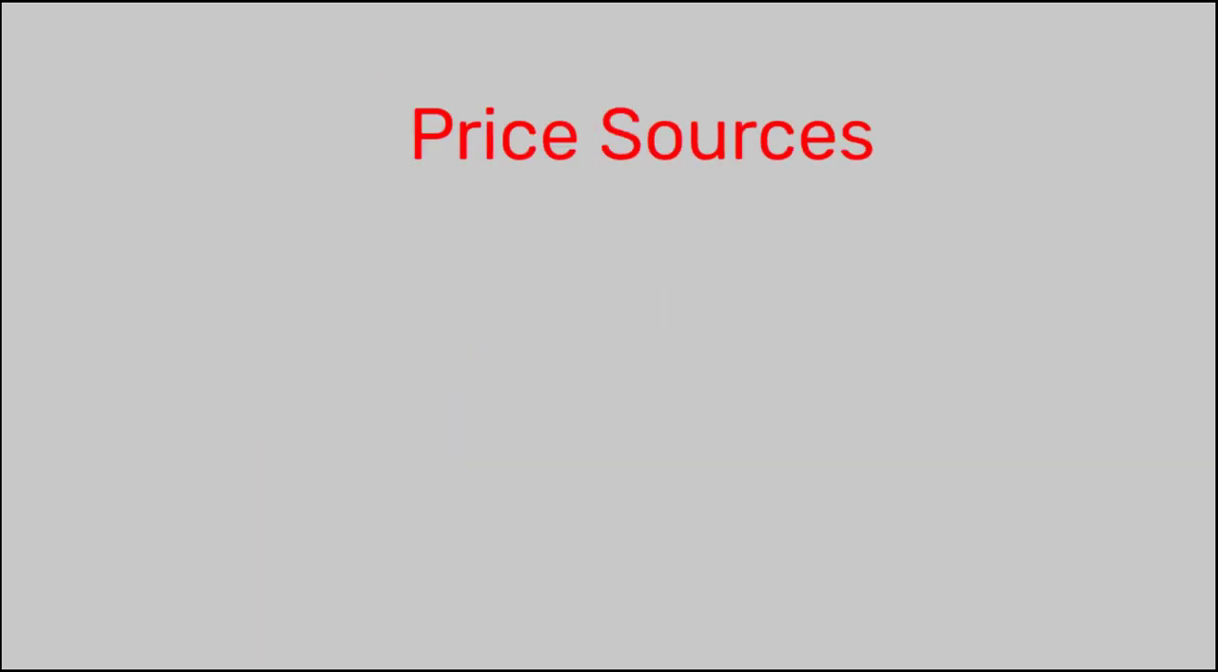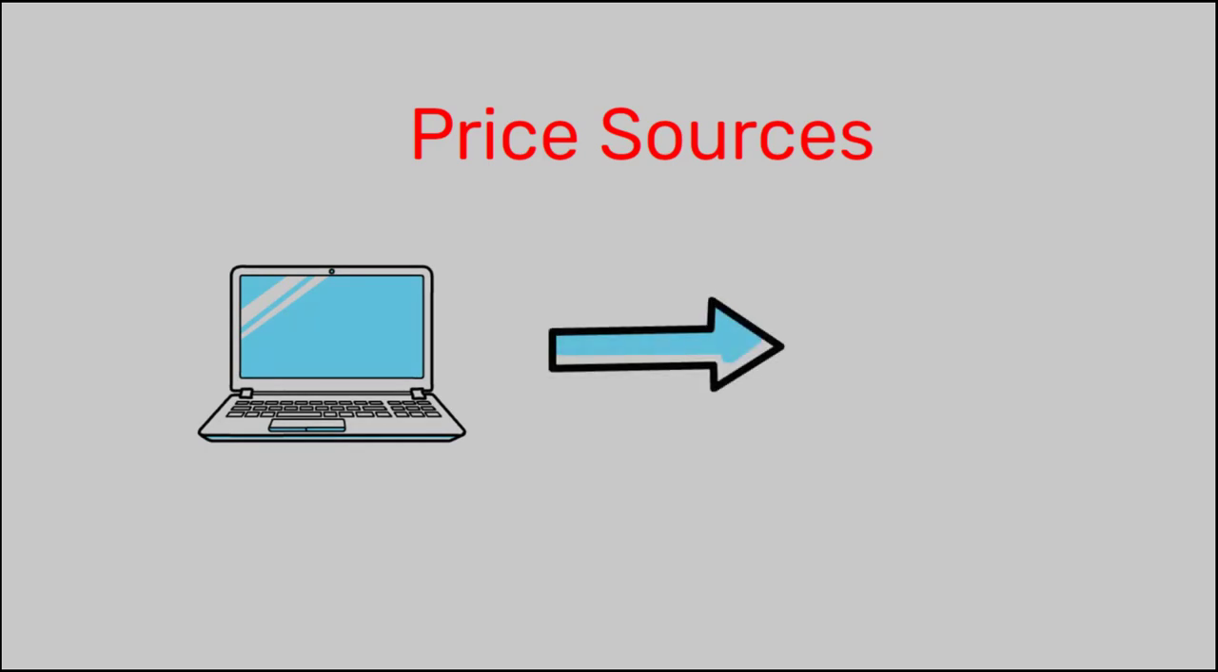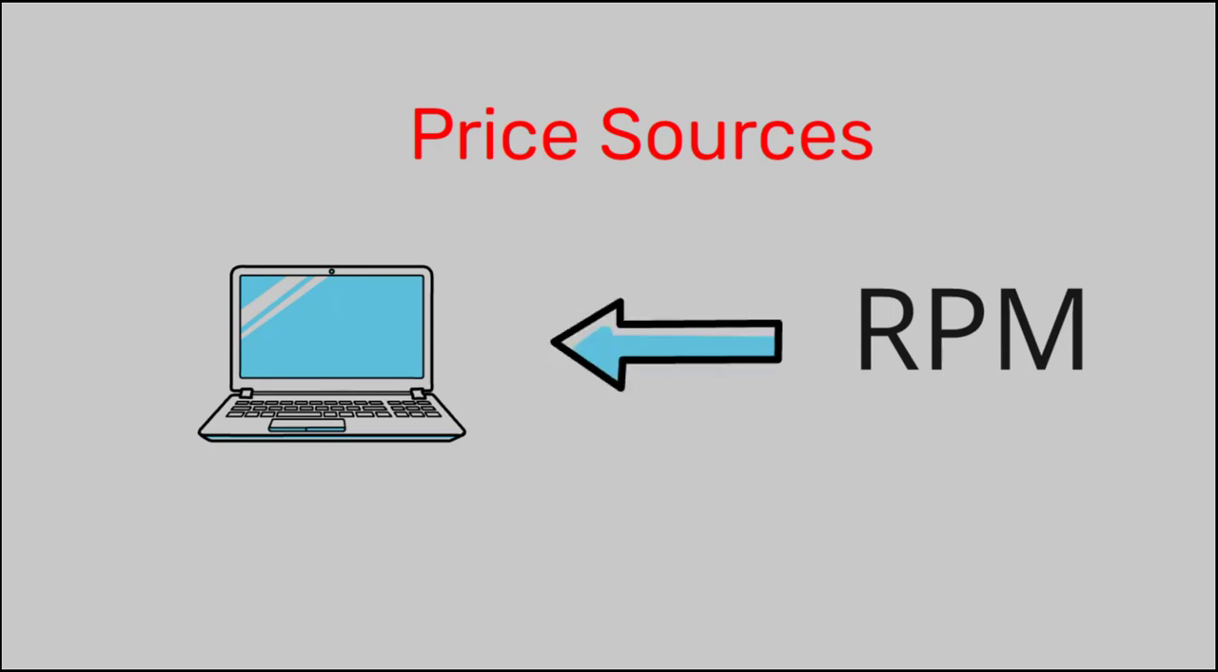Price sources. A price source determines where the price originates when the pricing engine is called. From that, RPM determines what the price should be and returns the price to the ERP. RPM offers various methods, including the ability to essentially layer your prices.